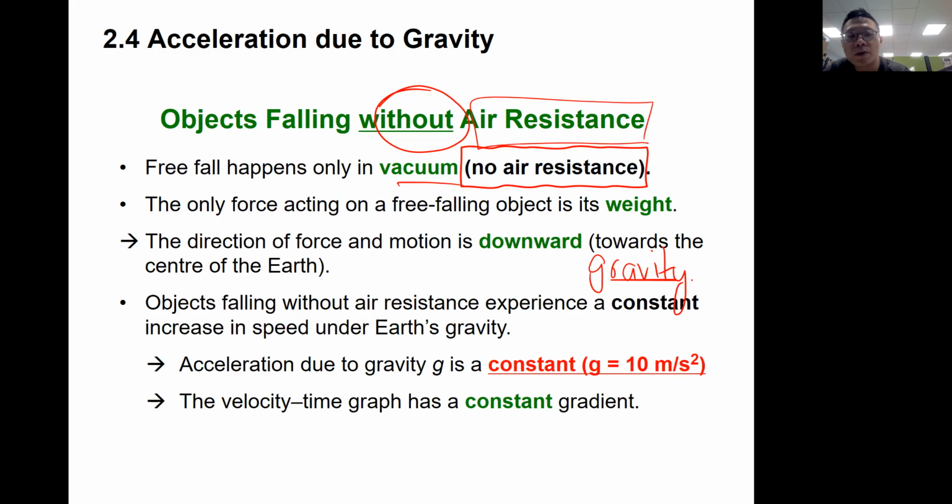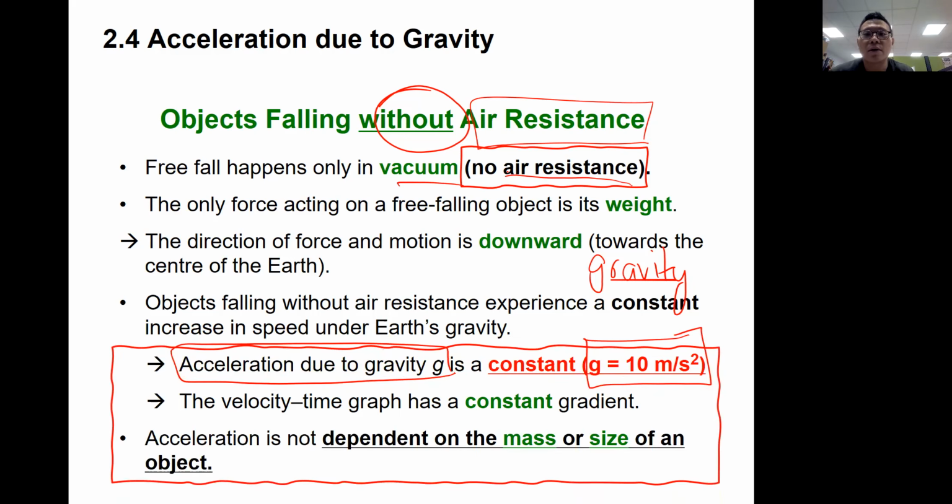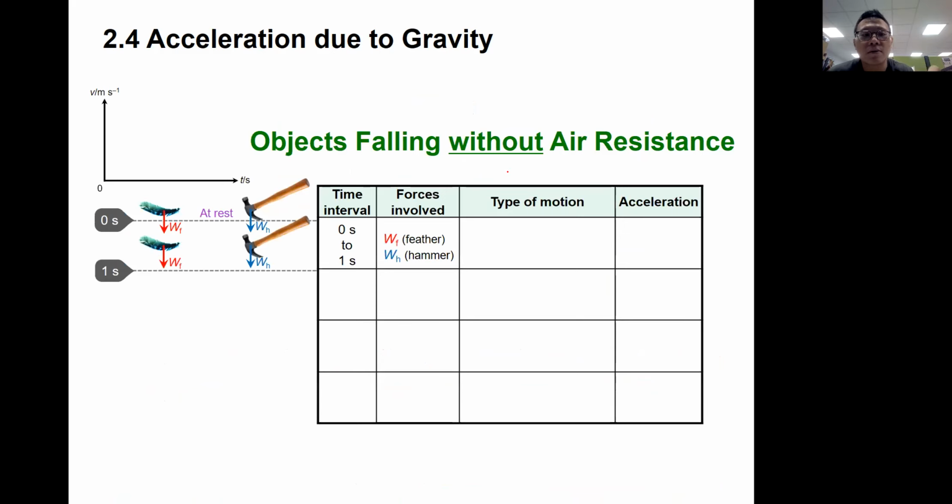That pull, or what we call acceleration due to gravity, is 10 meters per second squared. This means both objects falling in a vacuum without air resistance are subjected to the same pull, so their speed will change at the same rate and by the same amount. So every second that passes, the light and the heavy object's speed will change by 10 meters per second.